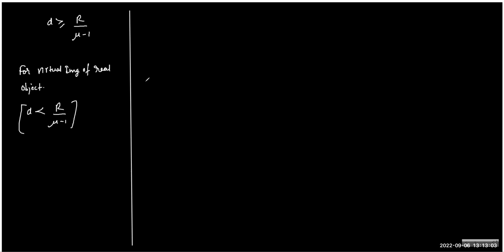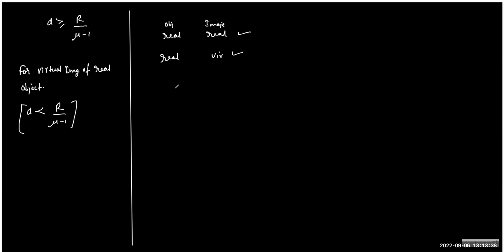So a convex surface can form both real as well as virtual images of a real object. Correct? So real to real is possible, and real to virtual is possible. Is this clear so far?